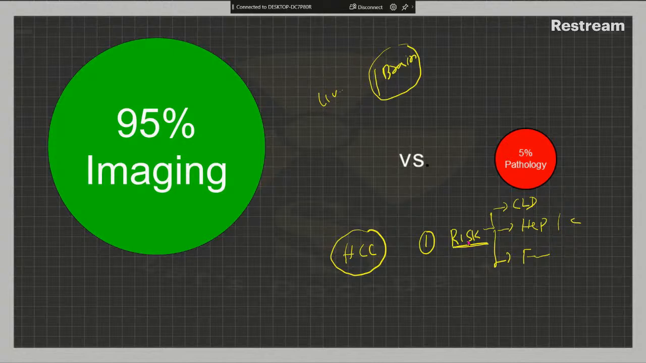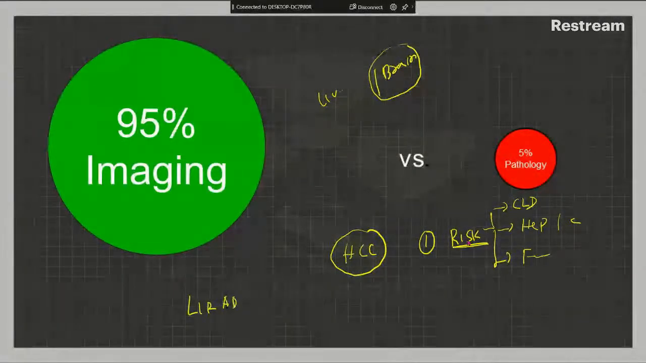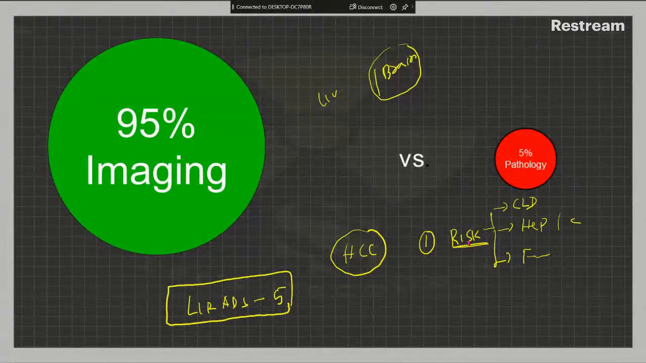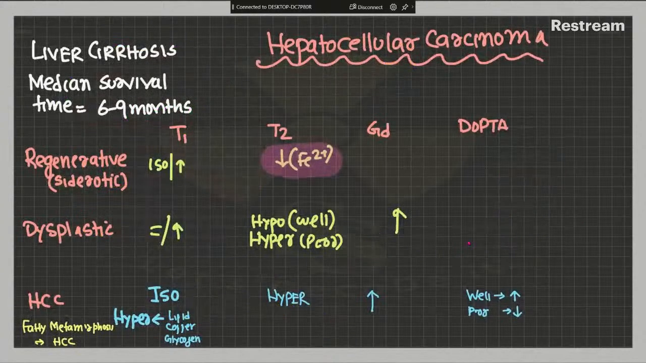Similarly, in case of HCC, after the amendment of 2018, LIRADS came into play. Imaging plays a very important role because in LIRADS 5, if you mark or stamp any lesion as LIRADS 5, then there is no need of a biopsy or a tissue diagnosis. So after 2018, LIRADS came into the market, and that's why the importance of imaging in hepatocellular carcinoma has become much more important than before. So let's start with hepatocellular carcinoma one by one.